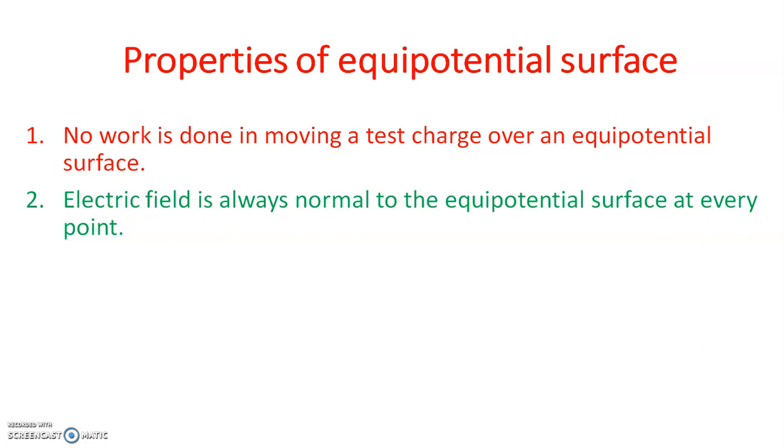Is it clear to everyone? Why is the electric field normal? If it is not normal, we are assuming the opposite case. If it is not normal, what happens?